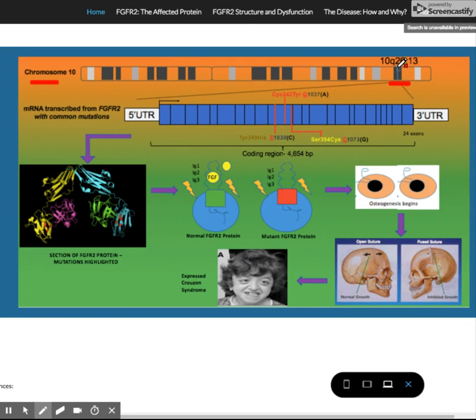You don't have to worry about the Q26.13 part. This is just a more precise way to locate exactly where it is along the chromosome. In Crouzon syndrome, FGFR2 information is changed from what is normal. It is mutated. Some people inherit this change, and other times it can occur spontaneously.